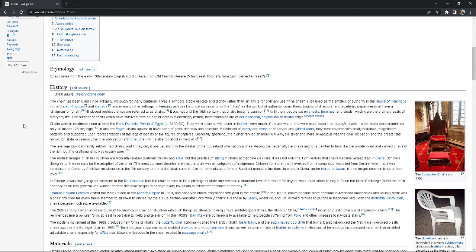The modern movement of the 1960s produced new forms of chairs: the butterfly chair, originally called the hardoi chair, bean bags, and the egg-shaped pod chair that turns. It also introduced the first mass-produced plastic chair, such as the Bowfinger chair in 1966. Technological advances led to molded plywood and wood laminate chairs, as well as chairs made of leather and polymers. Mechanical technology incorporated into the chair enabled adjustable chairs, especially for office use. Motors embedded in the chairs resulted in massage chairs.